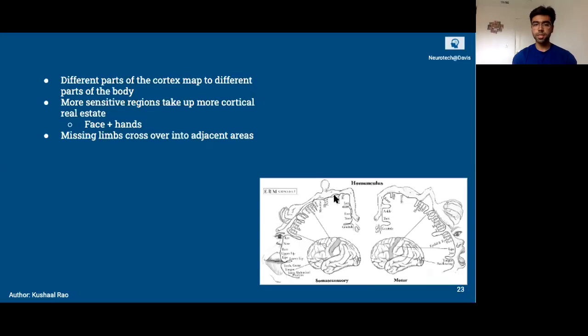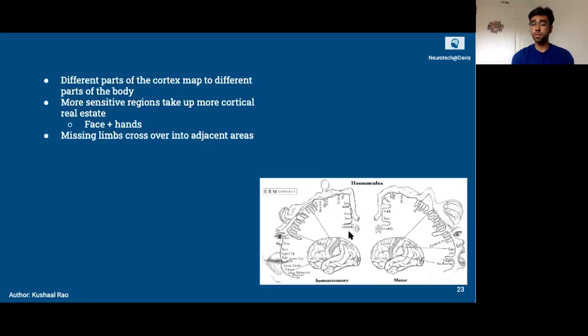Another cool and interesting thing with these cortices is that missing limbs or missing areas of the body tend to be encroached upon by adjacent areas of the cortex. So for example, in amputees that lose their feet and their toes, if you see the somatosensory cortex, you see that the feet are really close to the genitals in the cortex.